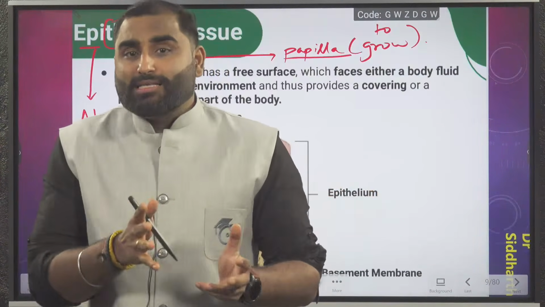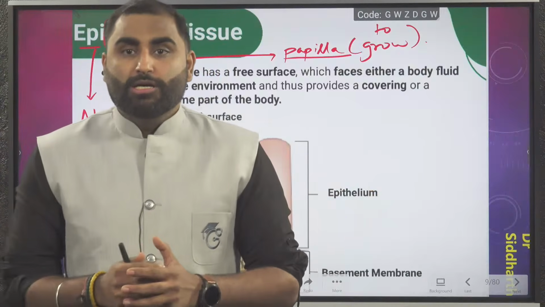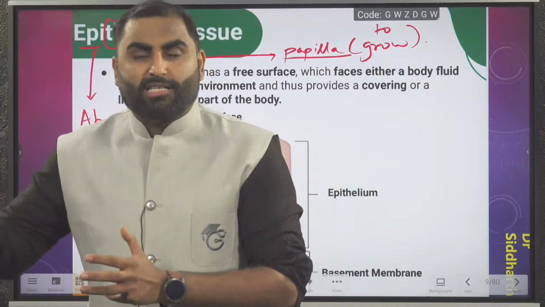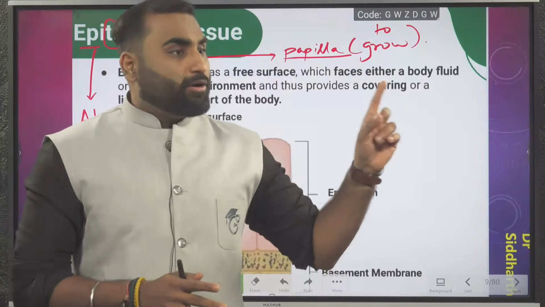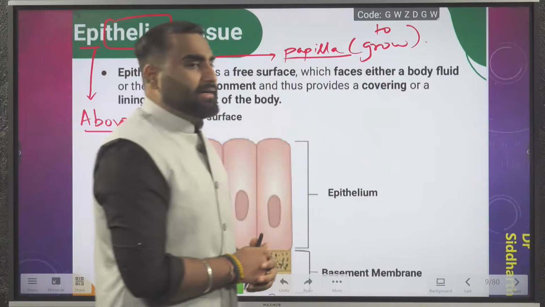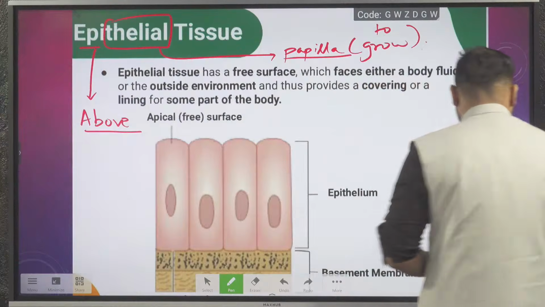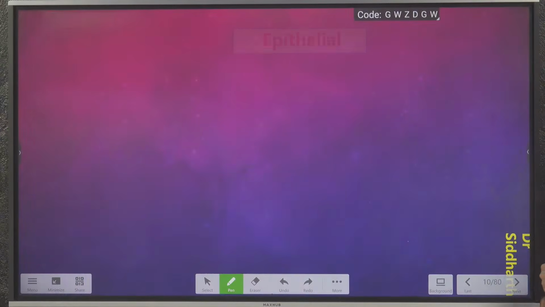So what makes epithelial tissue different from others? Every tissue, like connective tissue, muscular tissue, nervous tissue, they have their own characteristic features. We are going to discuss epithelial tissue characteristic features. So let us see now, one by one.